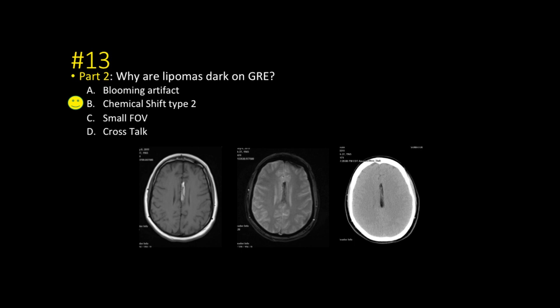Chemical shift type 2 is gradient echo images. Remember, type 1 is spin echo images. And on type 2, this occurs when a voxel contains roughly equal parts of fat and water, and the signal cancels out.